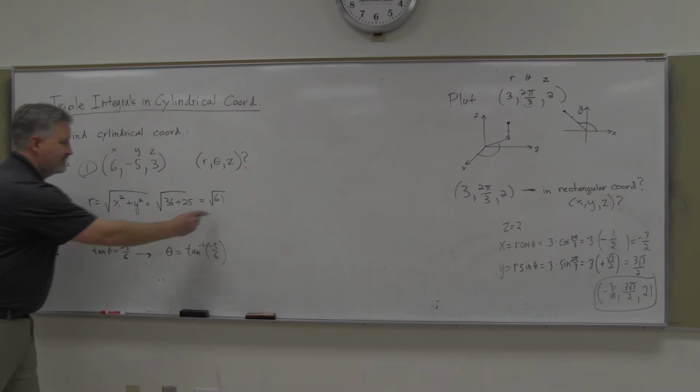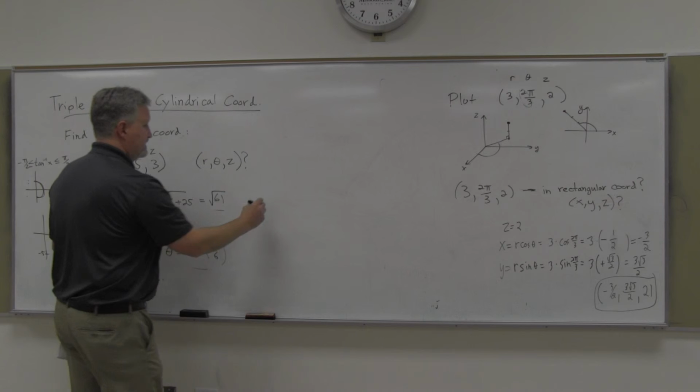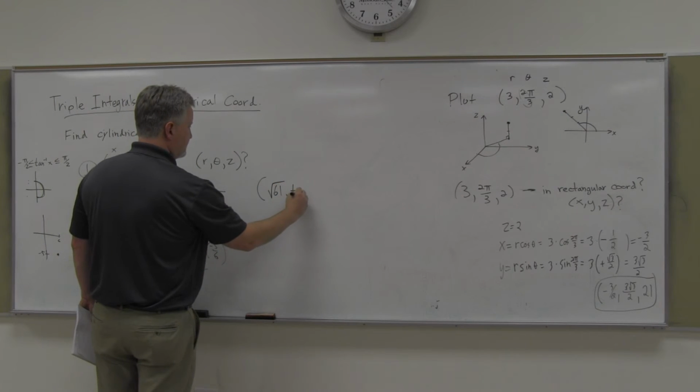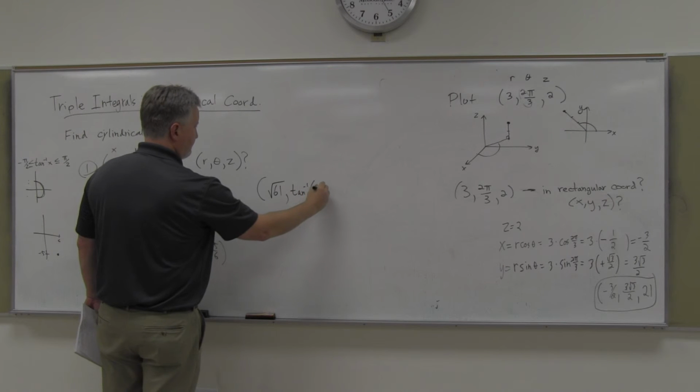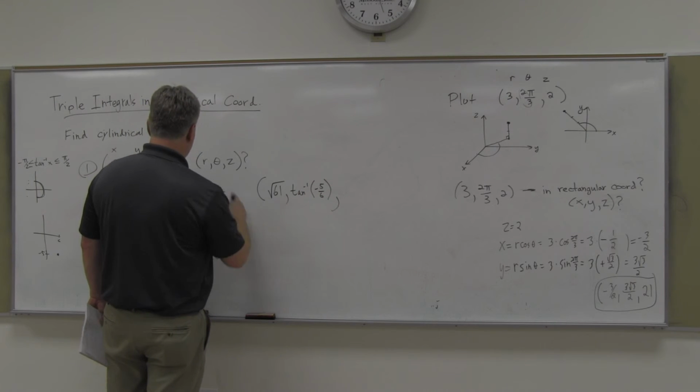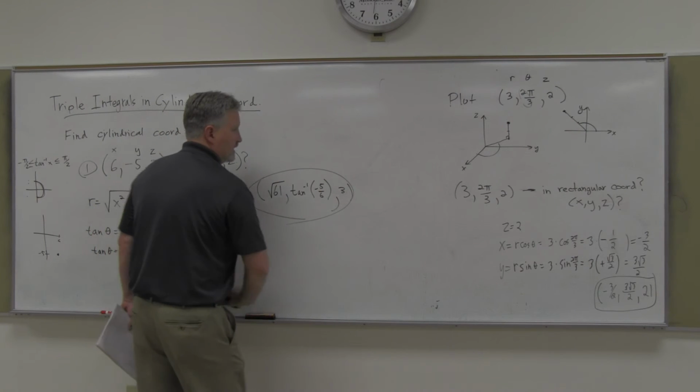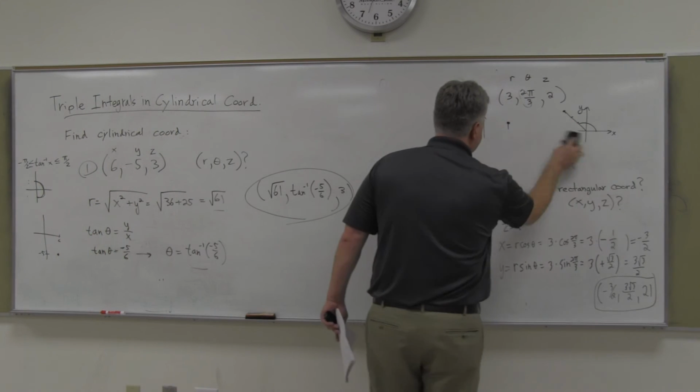So there's my R, there's my theta, got my Z, so there's the answer. Square root of 61, tangent inverse of -5/6, and then Z is 3. So that wasn't too bad. Well, let's look at this.